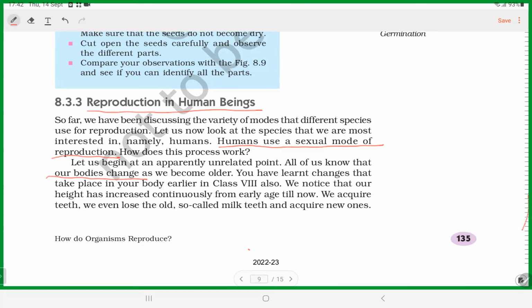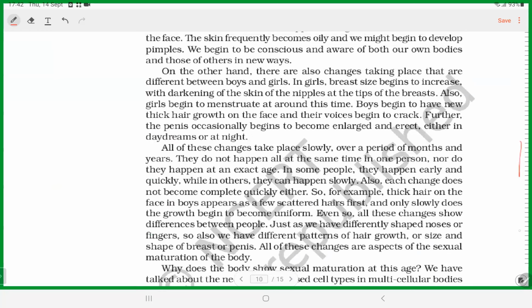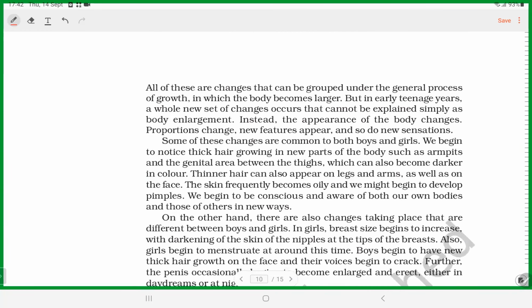Our body changes as we become older. Some examples are given here: there is a change in height, a change in weight, and internally we lose the old teeth and get new ones. Milk teeth are lost and we get permanent teeth. These are bodily changes that come under the general processes of growth. The size of the body increases.